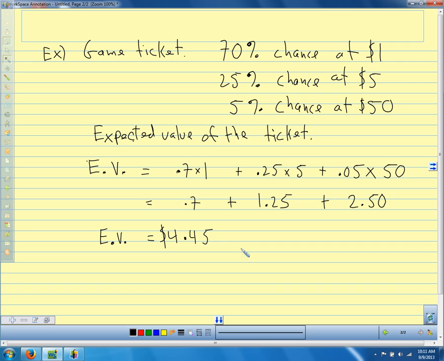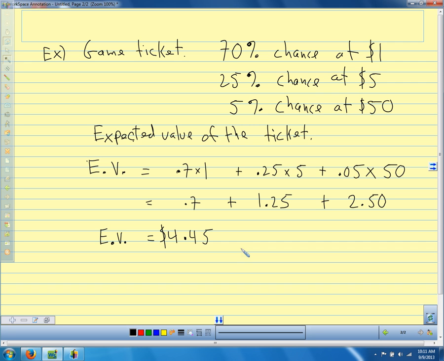If the ticket were $3, then it would be a good game to play for you. It would be bad for the people who are trying to make money off the game. So if the expected value is more than what you're going to pay, then it's a good deal. If it's less, then you're going to end up, in the long run, losing money.